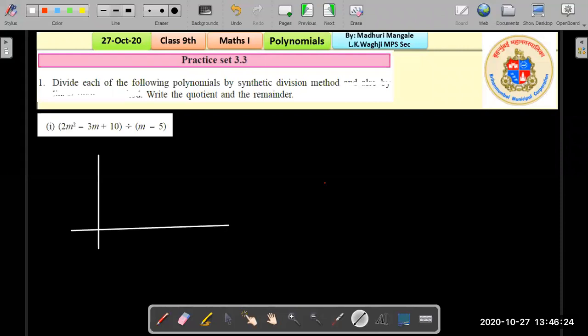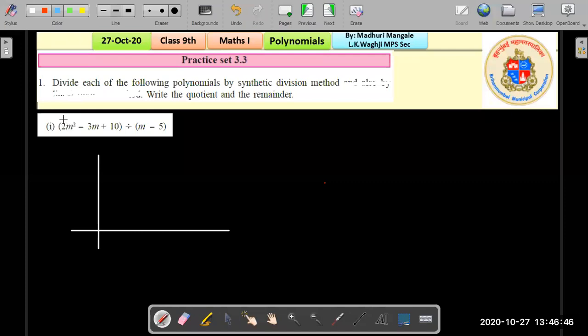So here we have to draw a horizontal line, we draw a vertical line like that, and then look at the degrees of the given expression. This is 2m squared minus 3m plus 10. So the degrees are 2, 1 and 0. They are already in descending order. So straight away we are going to use the coefficients.